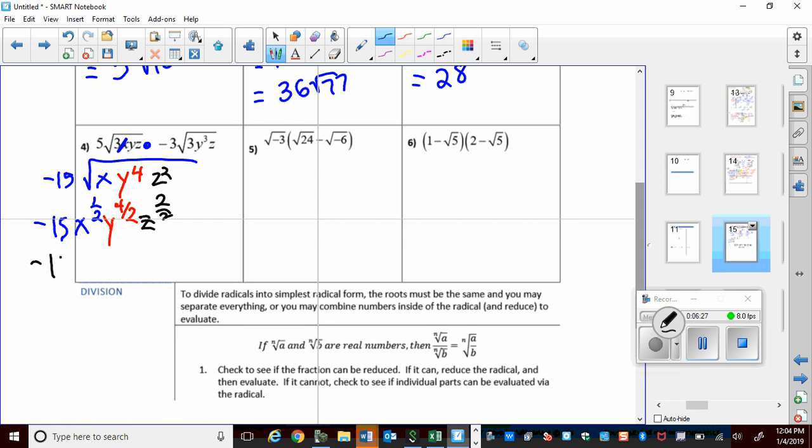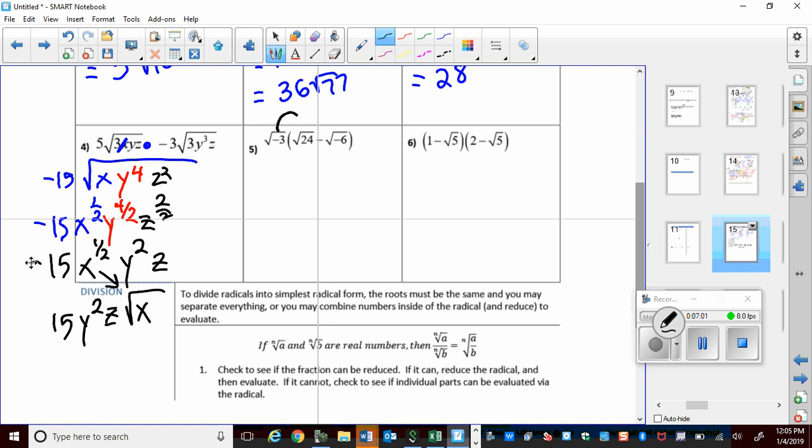So negative 15 x to the 1/2. I'm just going to write it like that and then go back. Y squared, 4 divided by 2 is squared. Z to the 1 power. So I have 15. These things go to the front, remember. Y squared, z to the 1 power times the square root. This reverts back to the radical form of x. For the next one, you be careful.